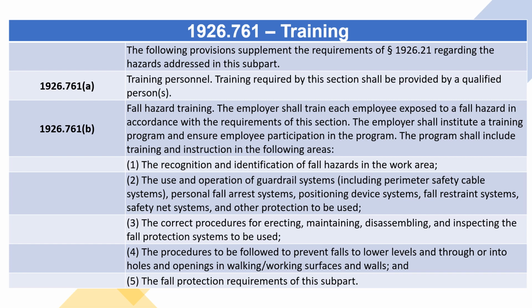1. The recognition and identification of fall hazards in the work area. 2. The use and operation of guardrail systems, including perimeter safety cable systems, personal fall arrest systems, positioning device systems, fall restraint systems, safety net systems, and other protection to be used. 3. The correct procedures for erecting, maintaining, disassembling, and inspecting the fall protection systems to be used. 4. The procedures to be followed to prevent falls to lower levels and through or into holes and openings in walking/working surfaces and walls. And 5. The fall protection requirements of this subpart.